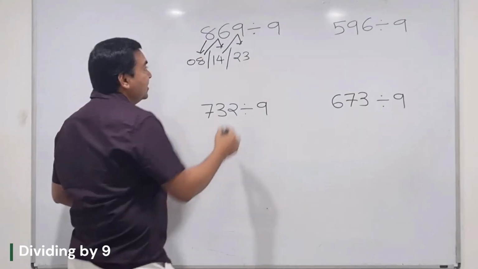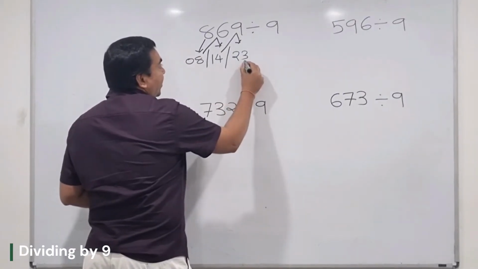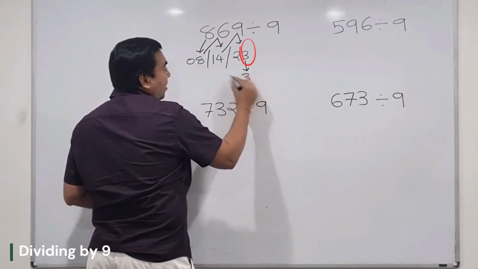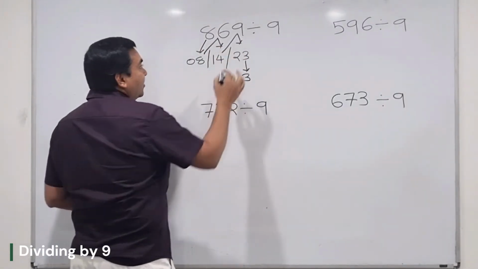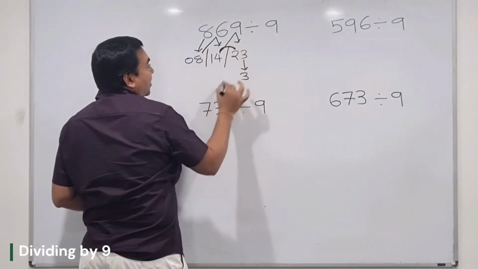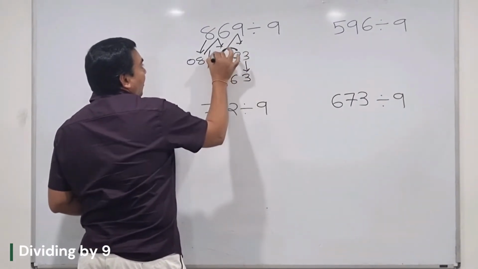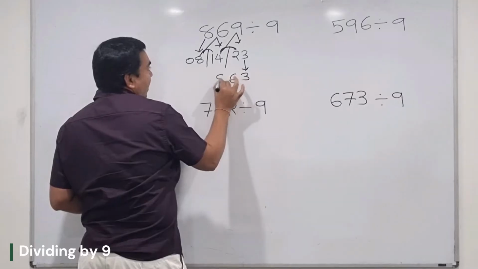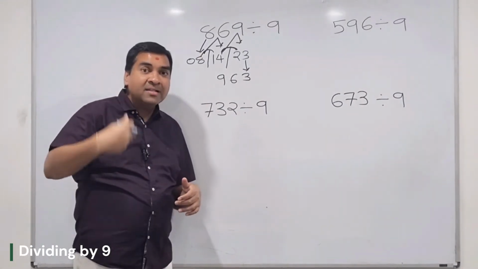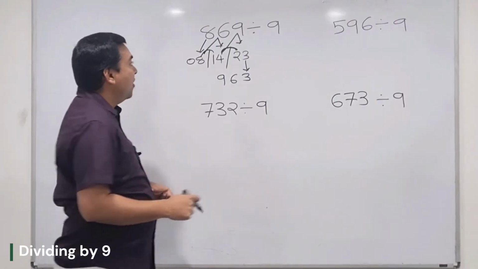Now my first thing is I'll be using the balancing rule. So let's say whatever is this number 3, I'm going to put it down as it is. And then this number 2 gets added here. So 2 plus 4 is 6. 1 plus 8 is 9. So 963. And one last adjustment, guys.